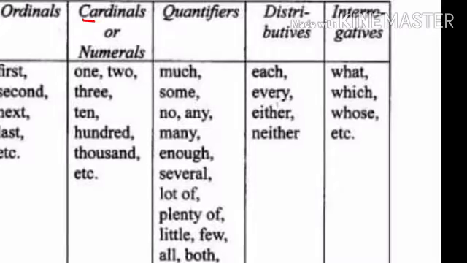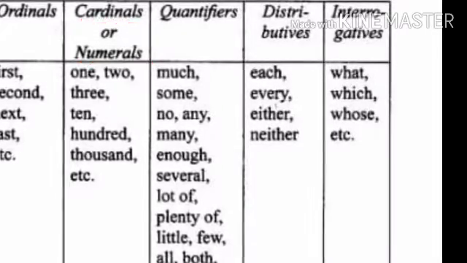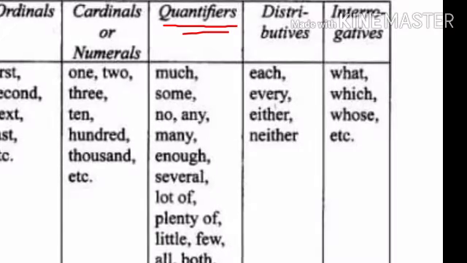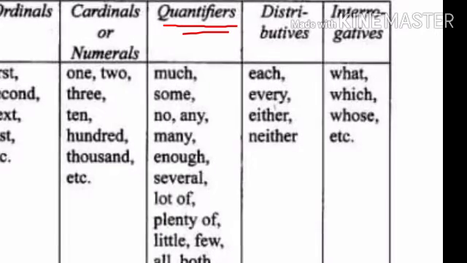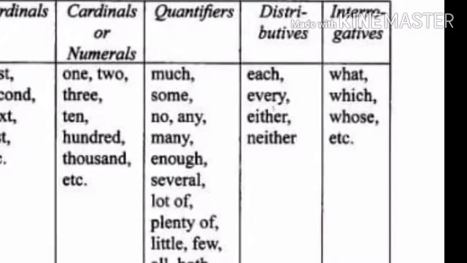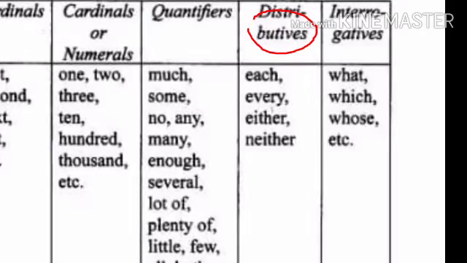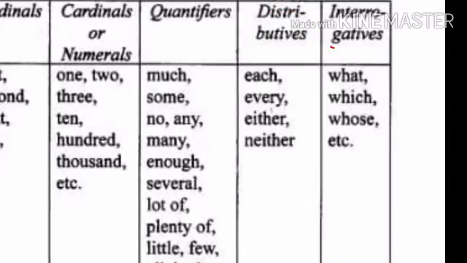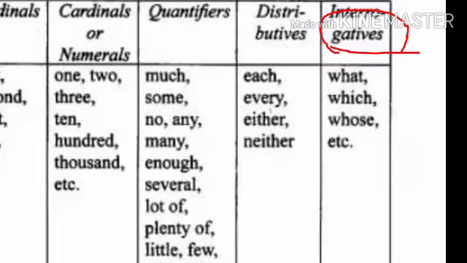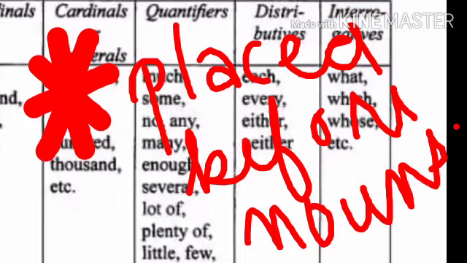Then we have cardinals like 1, 2, 3, 10, etc. And quantifiers, quantity: much, some, no, any, many, enough, and the others mentioned below. Distributive determiners are there, like each, every, either, neither. Then you have interrogative determiners like what, which, whose. And remember, they are all placed before nouns.